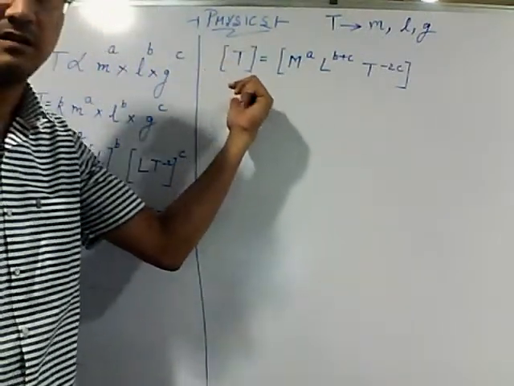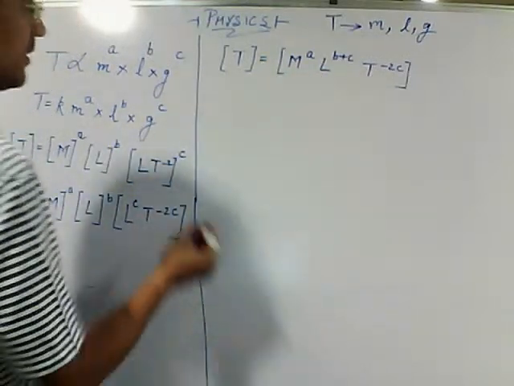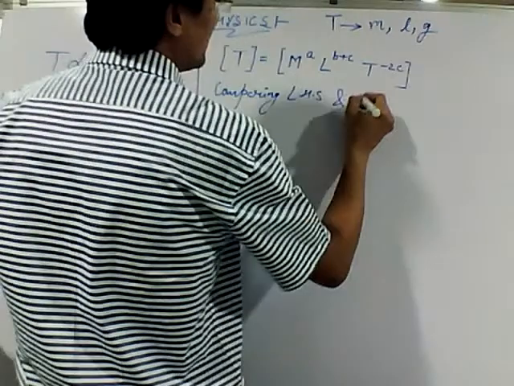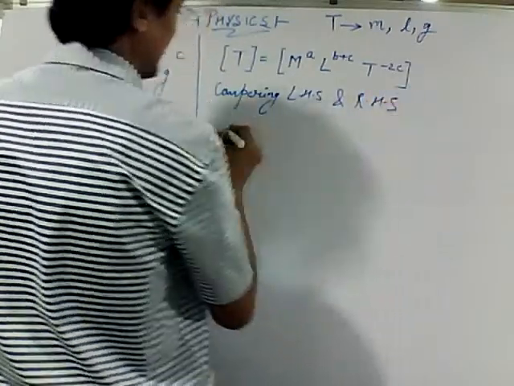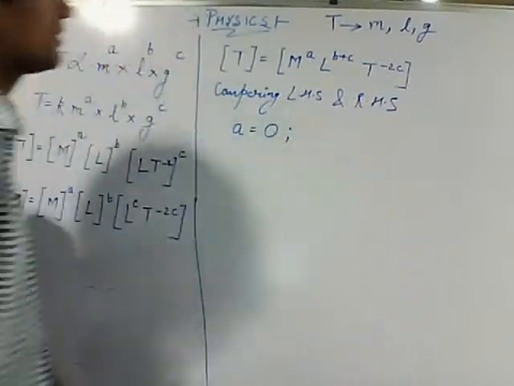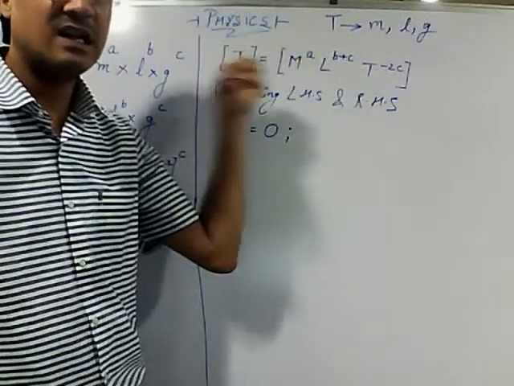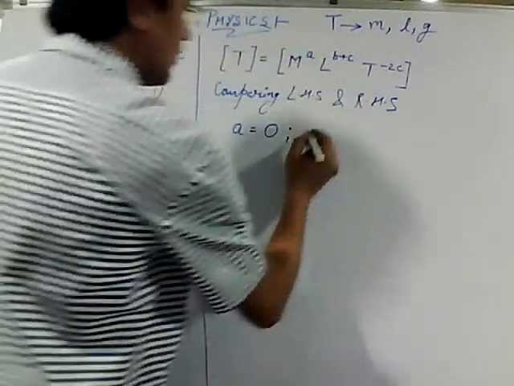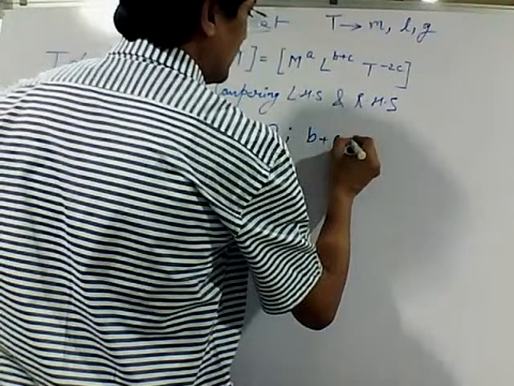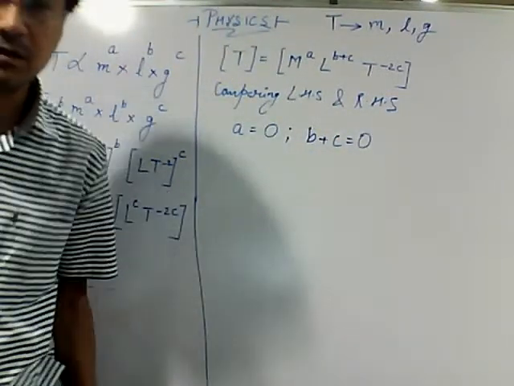Because here M is not there, so here also M should not be there. So M should be 1. How will it be 1? I get A is equal to 0. Very clear. Now again length is also not there, so B plus C is also equal to 0. Quite clear?